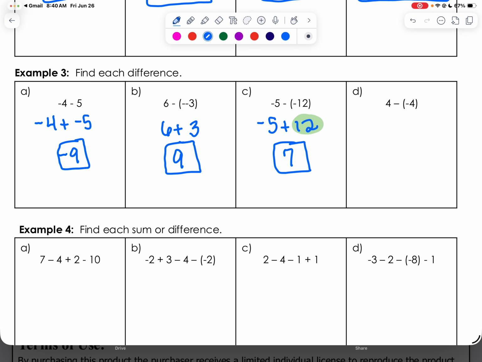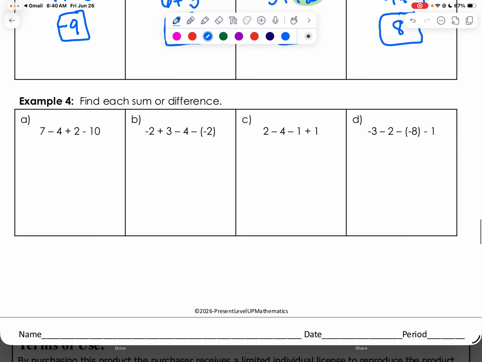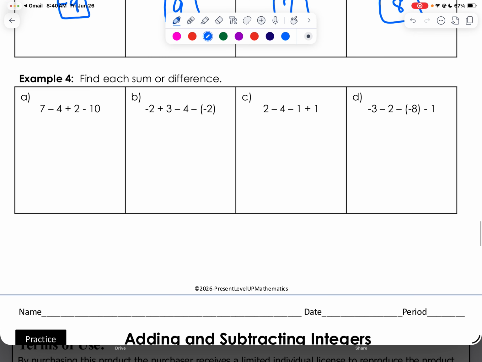All right, problem D, 4 minus negative 4. First thing I have to do is rewrite this as addition of the opposite. So 4 plus positive 4. All right, the signs are the same, so I add, and I get positive 8. Now, in example 4, we're going to have 4 numbers. So it says find each sum or difference.